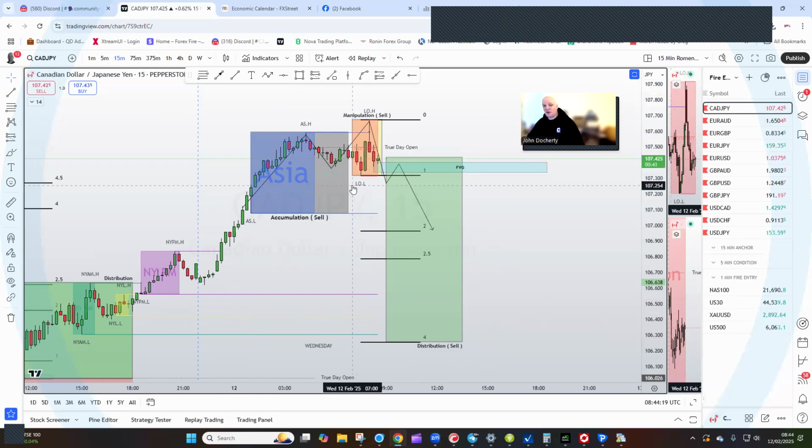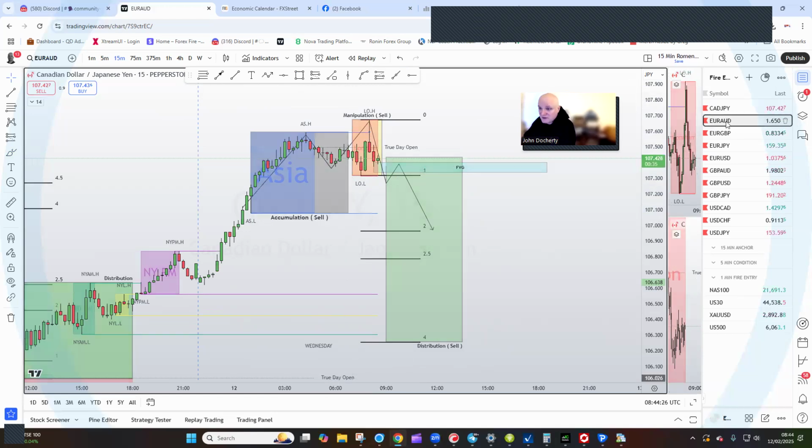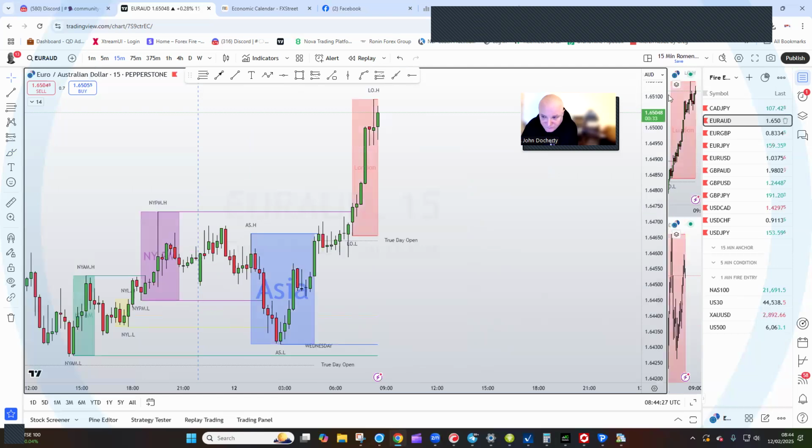Okay, so I'm going to run through one or two different setups. Like I say, I've got the blueprint on here. We'll have a look at some of the others. Like you see, we'll go on the Euro Odd.